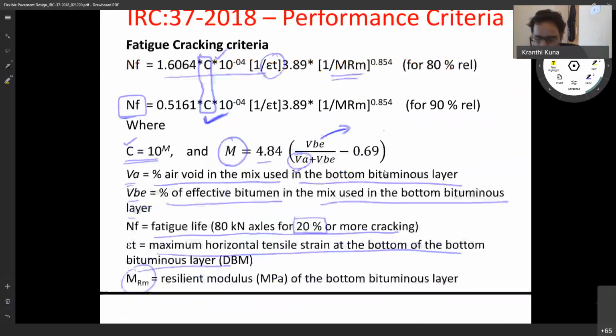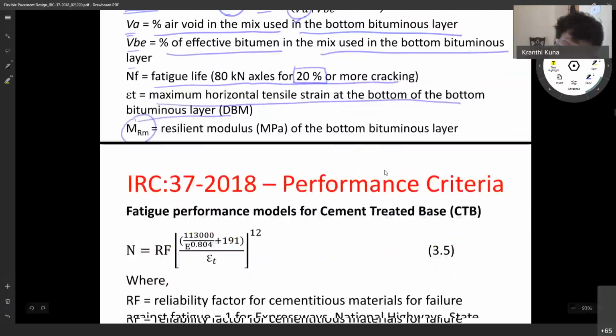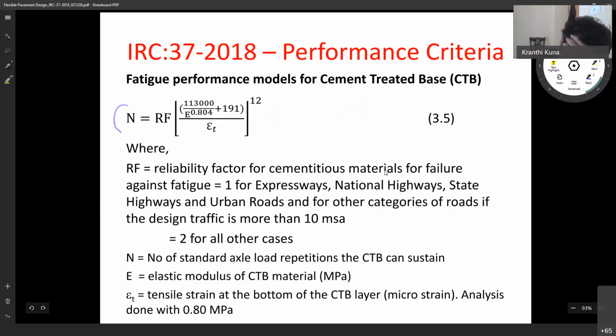But there are two performance models which we have not discussed. That is for the cement treated base. You can see this is the performance model for the cement treated base, where N, with the same definition, is the number of standard axle load repetitions the CTB can sustain. Beyond this number of loads, for that particular pavement and thickness of CTB, it cannot sustain. And epsilon T is the tensile strain at the bottom of the CTB layer.